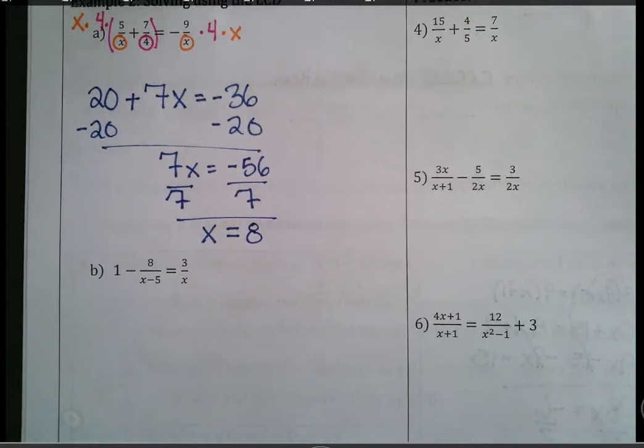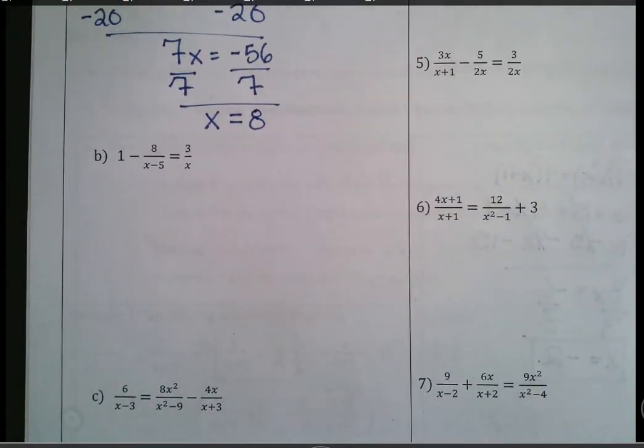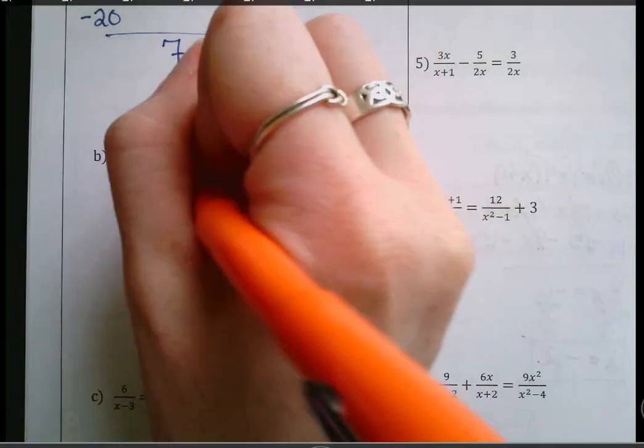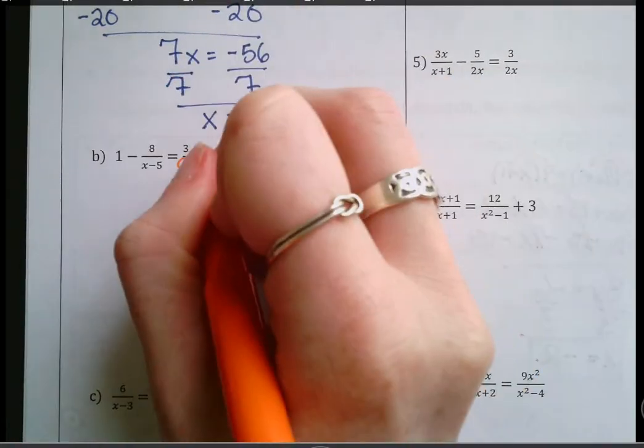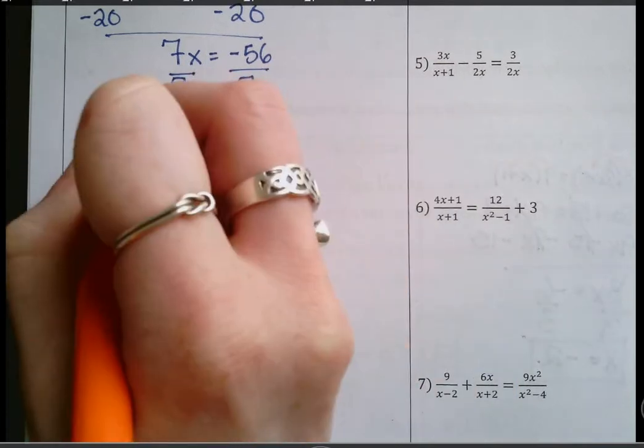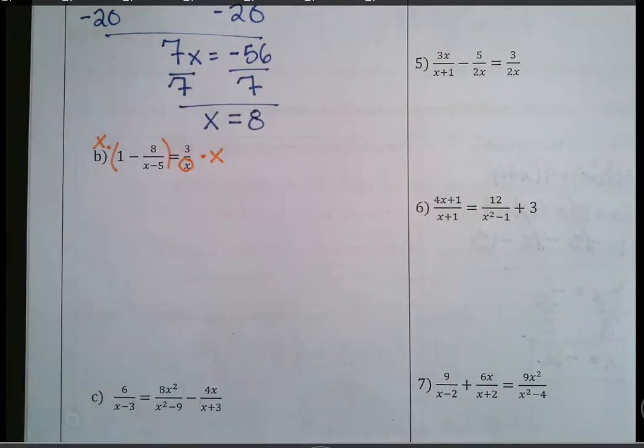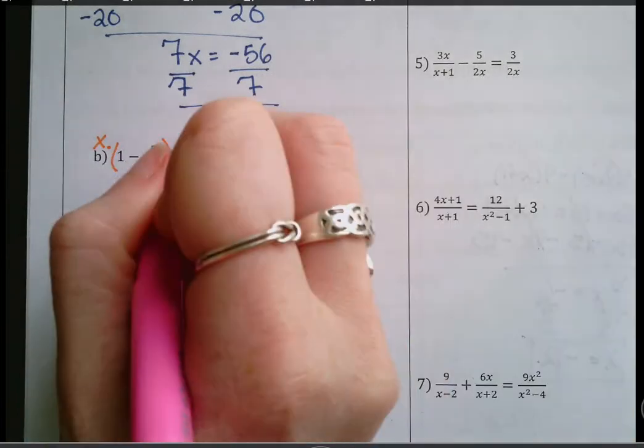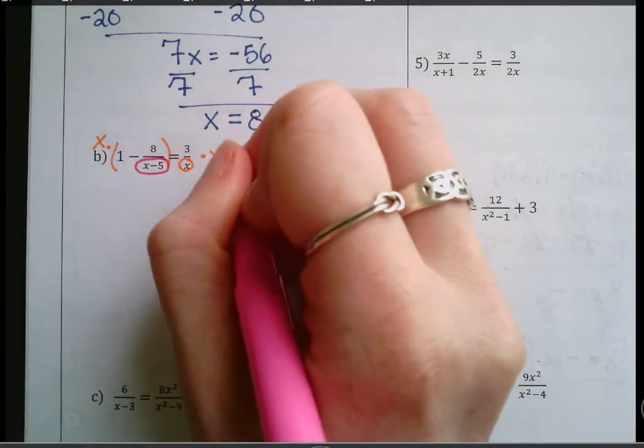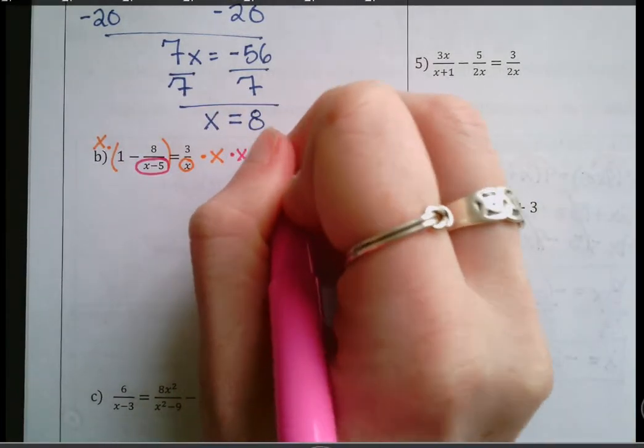So then for B, looking at this, same process. I'm going to say, okay, this side has just an x, so I need to multiply both sides times x. And then this side has that x minus 5, so I need to multiply both sides by the x minus 5.